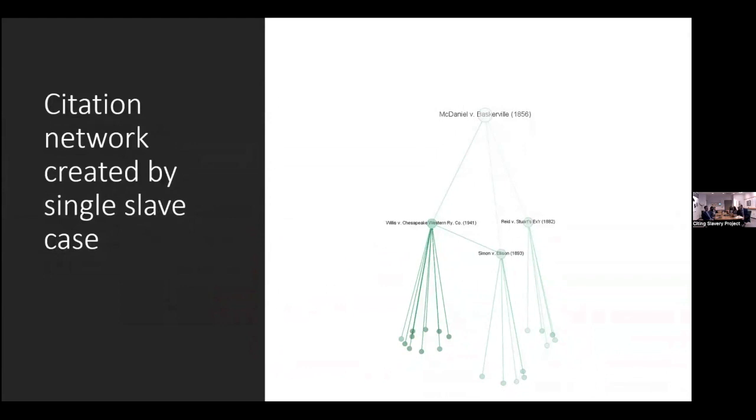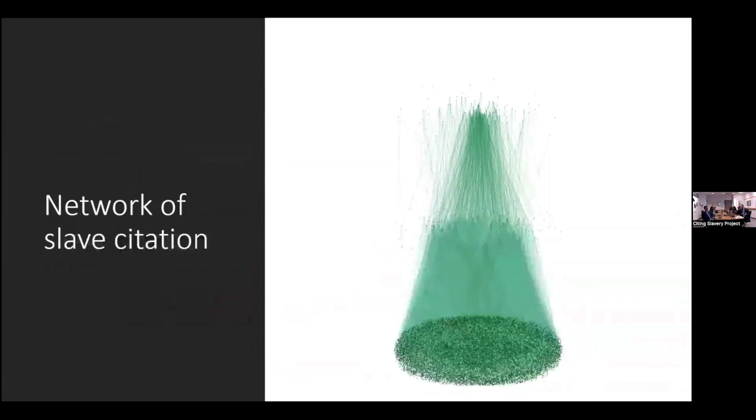Now, this is what happens when you do this network analysis for the 200 slave cases in my sample. Here you can see the 200 slave cases on the top, a much larger set of cases that directly cite them in the second layer, and then on the bottom, an enormous number of cases that are within two steps of those cases. As you can also see, the dots get darker in the third generation, meaning that they are closer to the present. If we extrapolate out from this sample, we get some surprising results.